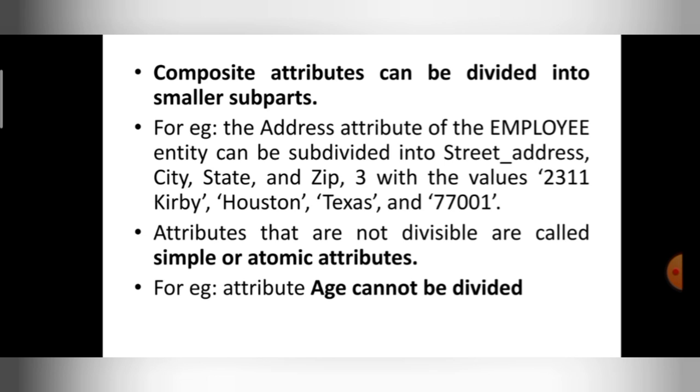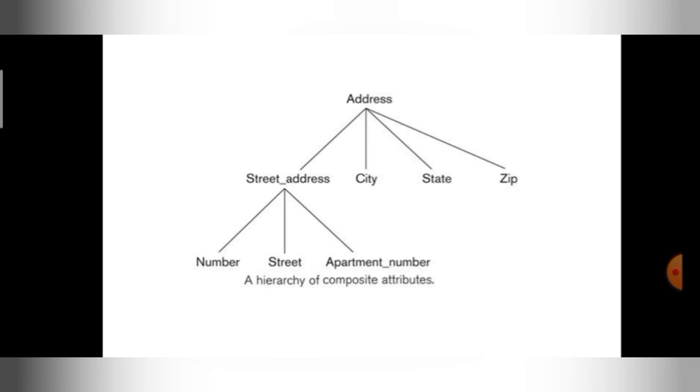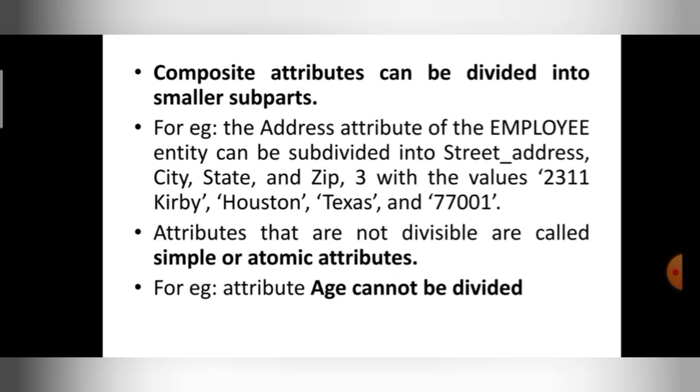So the next type of attribute is a simple or atomic attribute. A simple attribute can't be divided. You can see there the composite attribute address can be divided into subparts, but the simple attribute can't be divided into subparts.